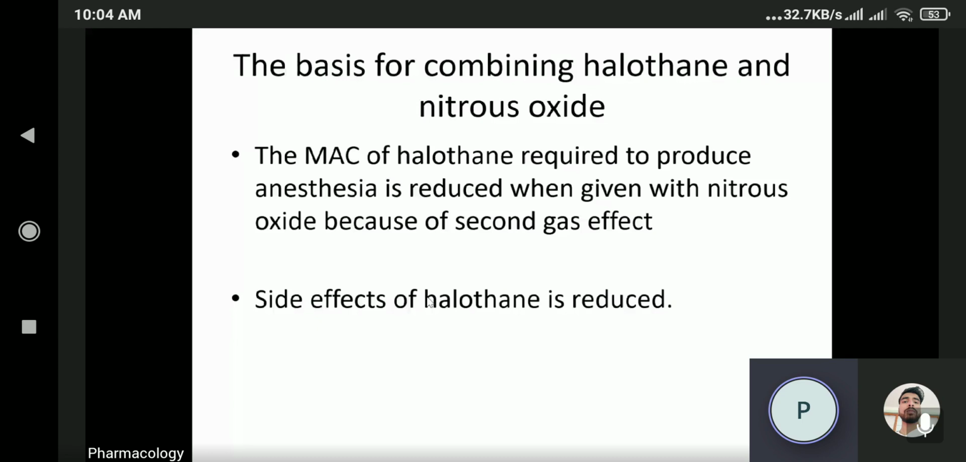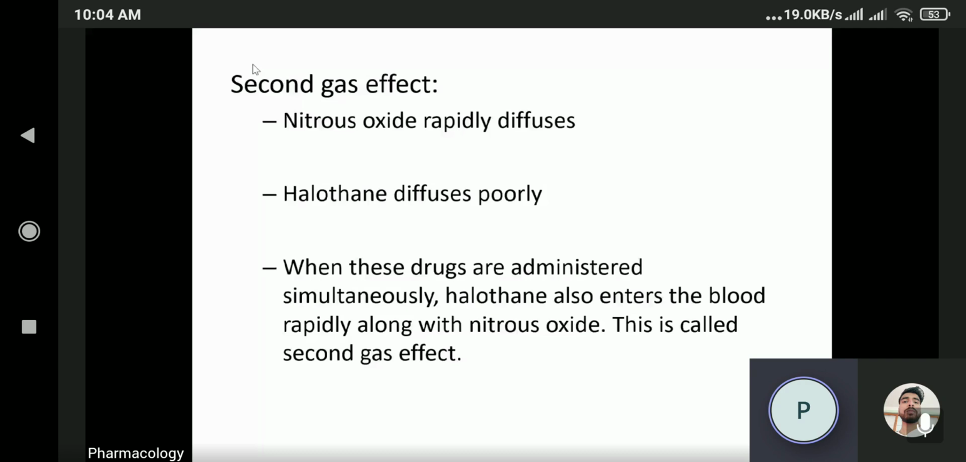So, in simple words, what is the second gas effect? Your nitrous oxide rapidly diffuses, whereas your halothane diffuses poorly because it has a slower onset of action. But when these two gases are administered simultaneously, halothane also enters the blood rapidly along with the nitrous oxide. It is as if the nitrous oxide gas is carrying the halothane along with it, so there is a second gas along with it. This effect is called the second gas effect.